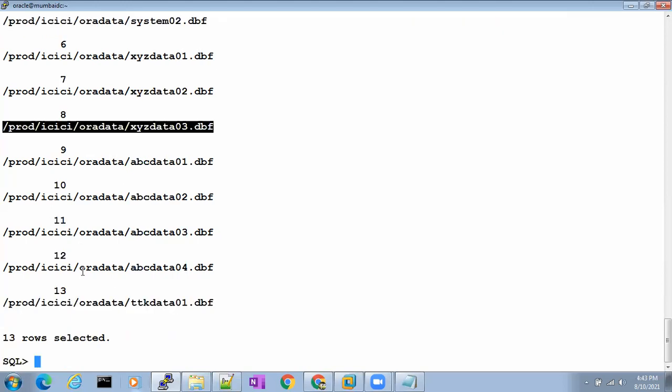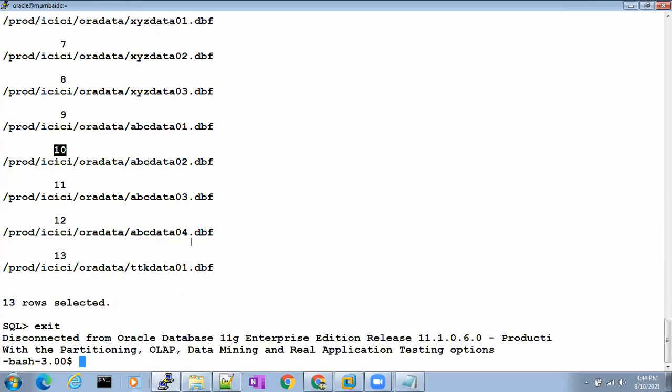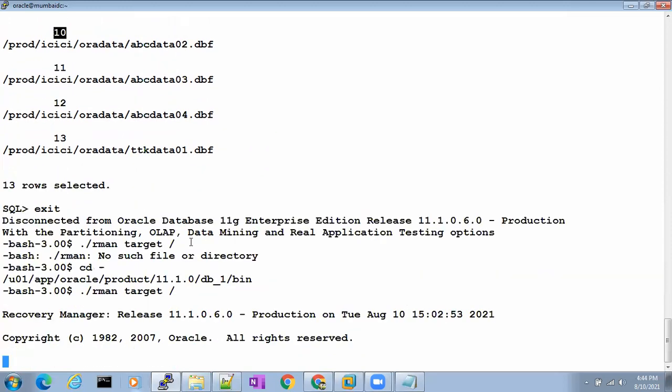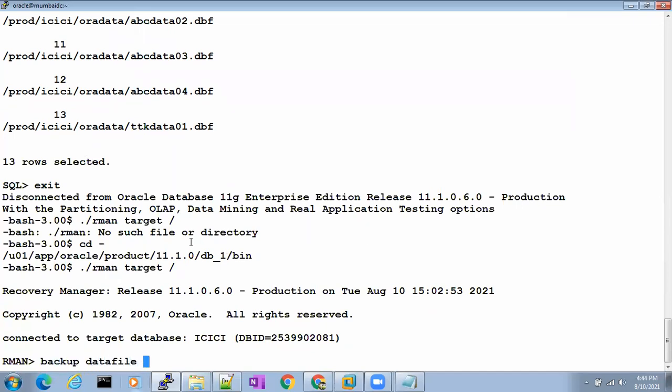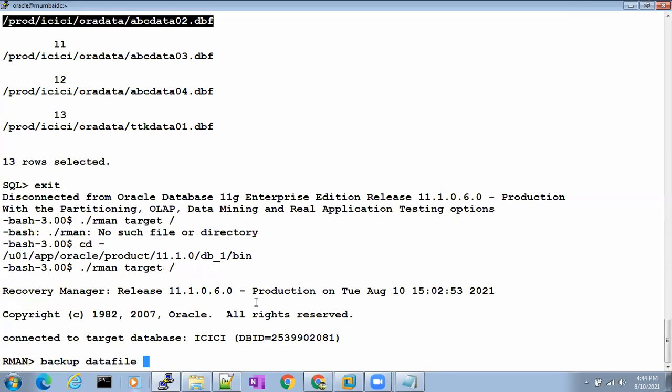So you can check. Now, for example, I want to take only backup of data file number 10. So what I will do, I'll connect to RMAN and give backup datafile 10. I am not giving the entire location here. I know which data file is which number. Instead, I can give backup datafile with the name, or since I know the number of the data file, I can also give backup datafile 10.